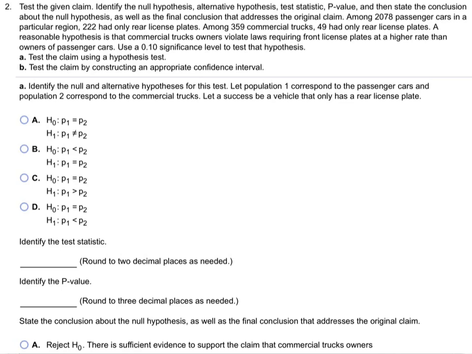So, all right, let's write out the claim. P1 is greater than P2. What is the claim? Yeah, I think you're right. Isn't that it? A higher rate than car owners. All of a sudden I can't find the words. Yeah, I know it said that somewhere, on the fourth line.